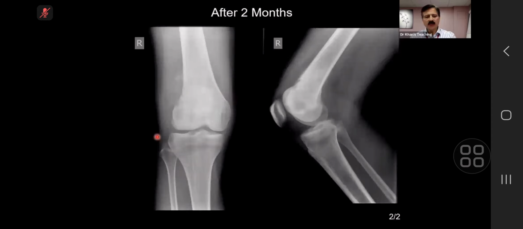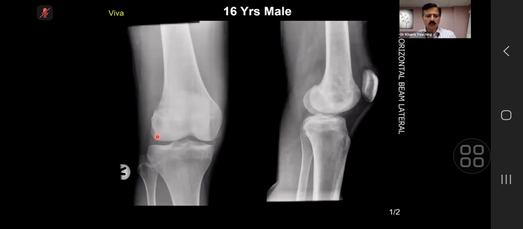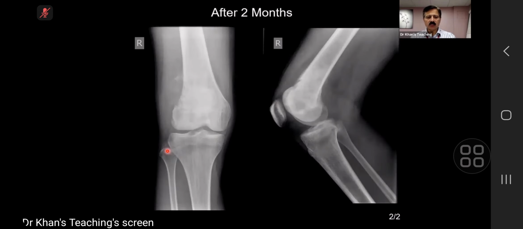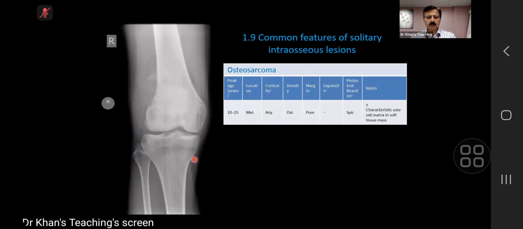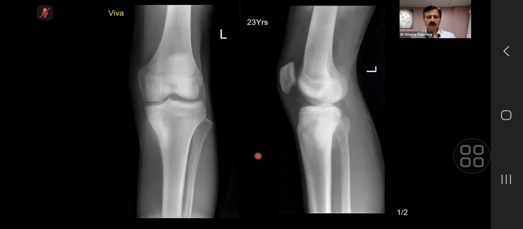This particular case is a medico-legal case. What happened was that this was reported as normal. And then after 2 months, it all blew up. And now you can see that there is a lot of osseous matrix. And when you describe this lesion, you will also say that there is osseous matrix which is in the soft tissue. So it was an osteosarcoma which was missed. 10 to 25 is the age, so that's critical to remember.